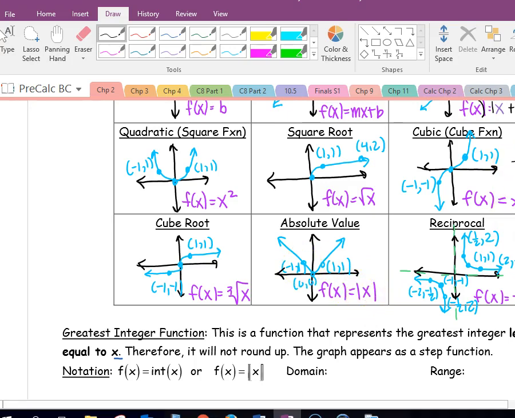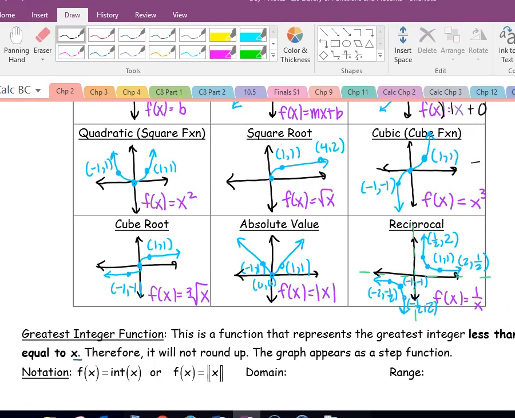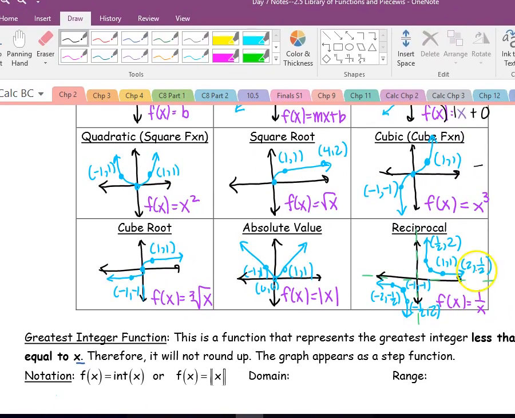And finally, we have the reciprocal function, and the reciprocal function looks like this. The reciprocal function is 1 over x. I mentioned that this is one that you should know what it looks like. And now when I show you 1 over x, you should know that it looks like this. You have the points 1, 1 and negative 1, negative 1.